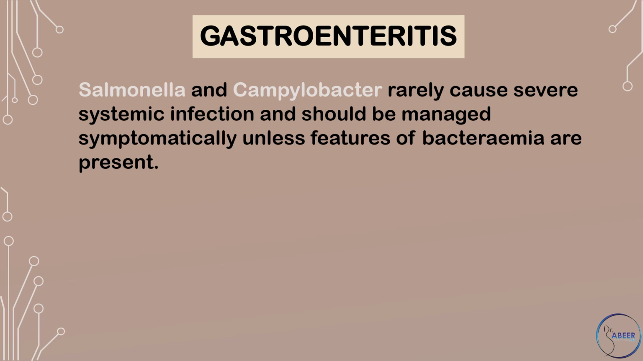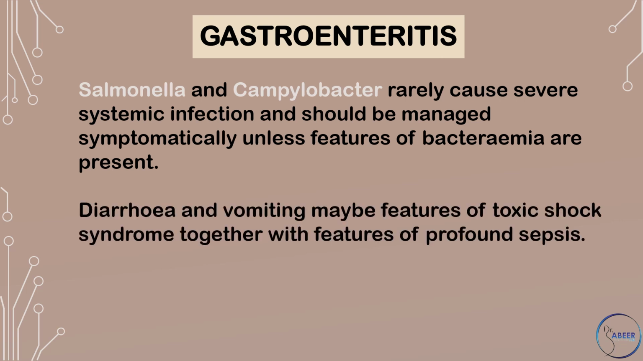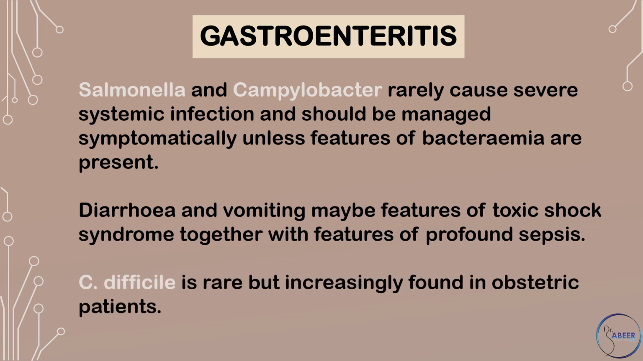Salmonella and Campylobacter rarely cause severe systemic infection and should be managed symptomatically unless features of bacteremia are present. Diarrhea and vomiting may be features of toxic shock syndrome together with features of profound sepsis. Clostridium difficile is rare but increasingly found in obstetric patients.